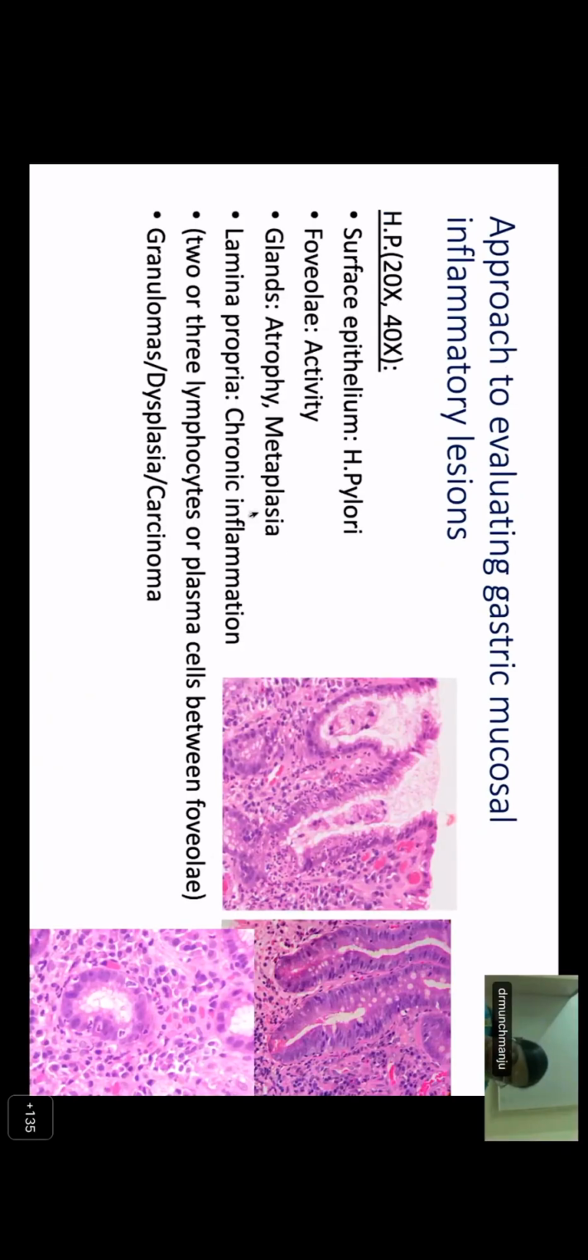And then under high power, we look at the surface epithelium for features of H. pylori. We look at the foveolae for activity, which are seen in H. pylori associated, but can also be seen in other forms. We look at the glands for atrophy. We look for metaplasia, which can be intestinal metaplasia, complete or incomplete, or even pancreatic metaplasia.